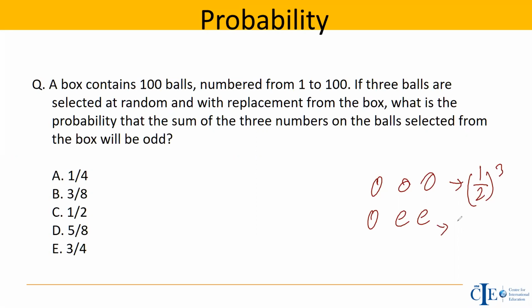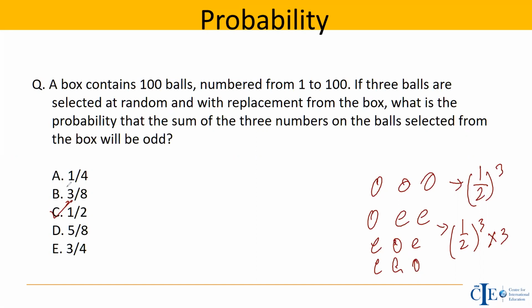And in this case, it's 1 by 2, the whole cube again, but into 3, because there will be three possibilities: when the first is odd, when the second is odd, and when the third is odd. So that's why into 3. So 3 by 8 plus 1 by 8, that's going to be 4 by 8, and hence the answer option would be C, 1 by 2.